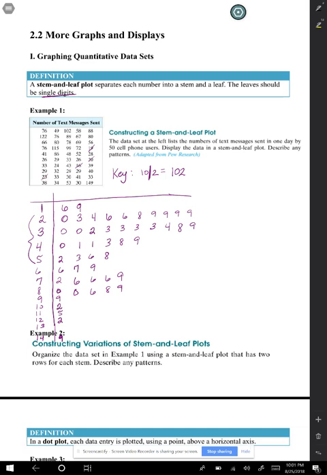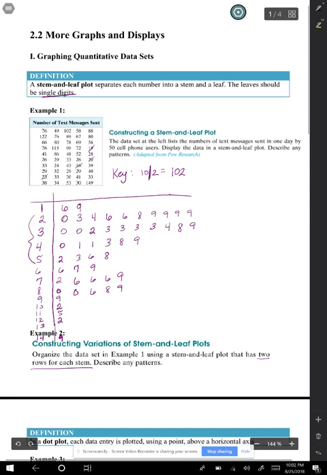On example 2, we're going to use the same set of data, but it says that instead of using one stem for each one, we're going to have 2 rows for each stem. So instead of having 1 row with the 1s and 1 row with the 2s, we're going to have 2 1s, 2 2s, 2 3s, and so forth. And I'm not going to reconstruct the whole thing here.